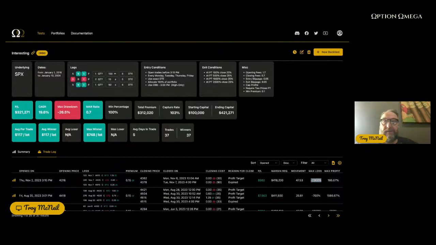As the days are approaching, and the price is going up, if the price moves too fast up, you will not be in profit. You'll be losing. But time is in your favor as long as it's below that short strike.